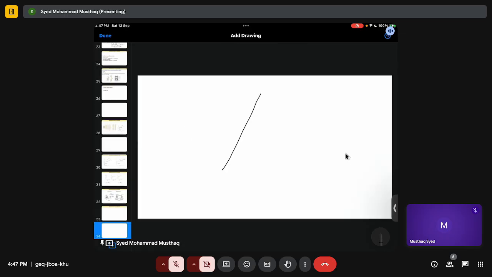So this is my grain boundary. Now I am applying stress. That's why my dislocations are moving. And once they reach a grain boundary, they will start getting piled up. And because of this pile-up, there is also a back stress.